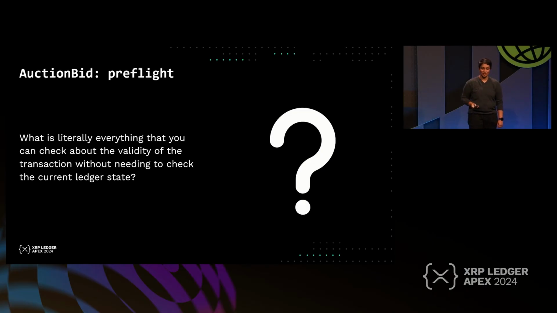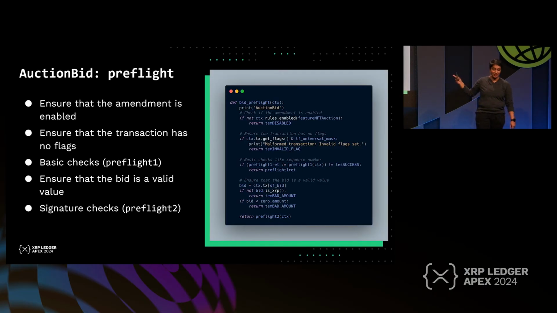All right. So you check whether the amendment's enabled. You check that the transaction has no flags. I'm sure if you guys wanted to, you could come up with ways in which you could use transaction flags, but we didn't talk about that, so therefore there are no transaction flags. You also do your basic pre-flight checks, like making sure the sequence number is a valid number and all of those types of things. And as you said, ensuring that the bid is a valid value, making sure that it's XRP and greater than 0. And then we check the signature on the transaction.